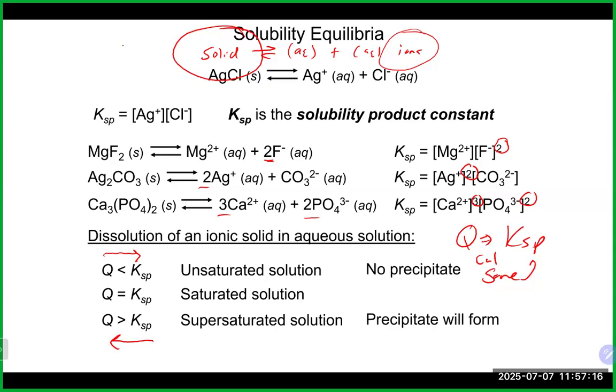I would say in most cases, Q is either greater than or less than K is usually what you'll come across in the situation. And you can use that to determine, again, would you expect a precipitate to form if you mix some of these things together?